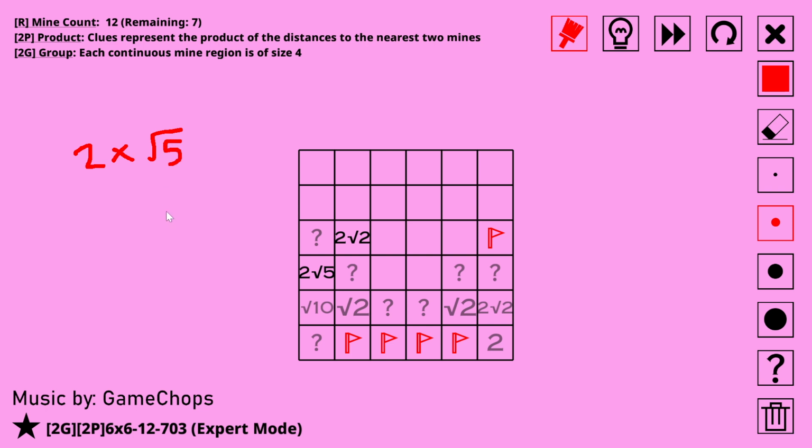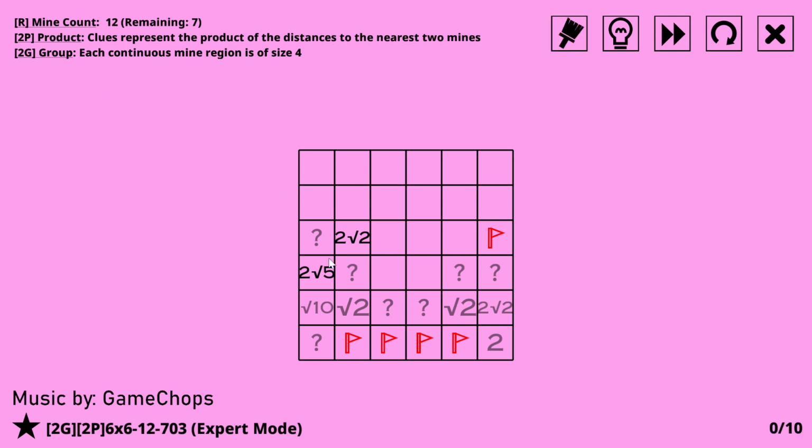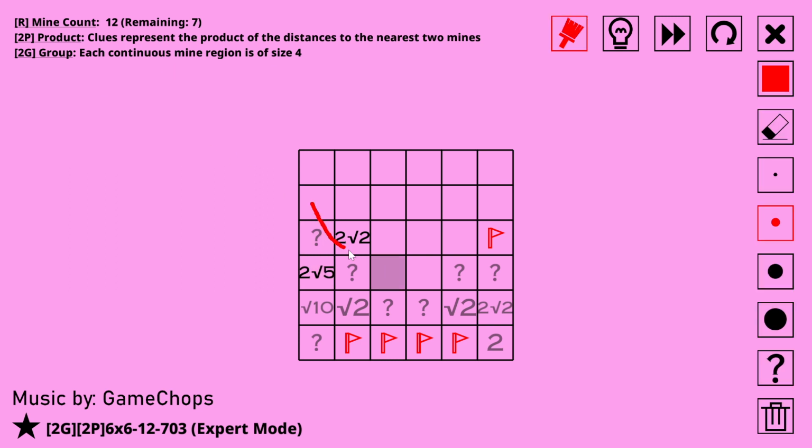I don't think so. Because you can then either have root 2 times root 10, or you could have 1 times root 20. I think these are the only ways you can factorize root 20. So it has to be 2 times root 5. Which means that one of those is a mine, yes. And there's one that is root 5 away, which will be an L shape.